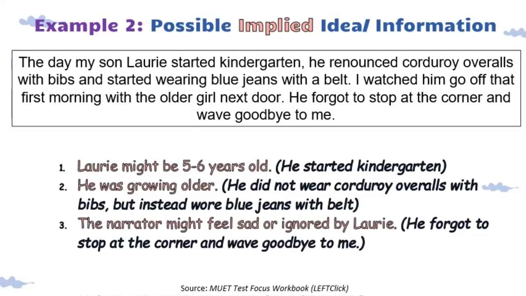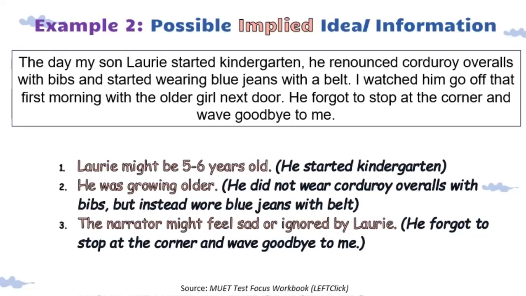Why? Look at this line. He forgot to stop at the corner and wave goodbye to me. Why did the author write this line in this text? Why is it important to highlight he did not stop at the corner and wave goodbye to the narrator?